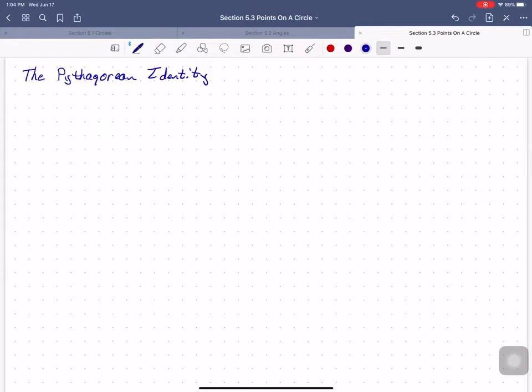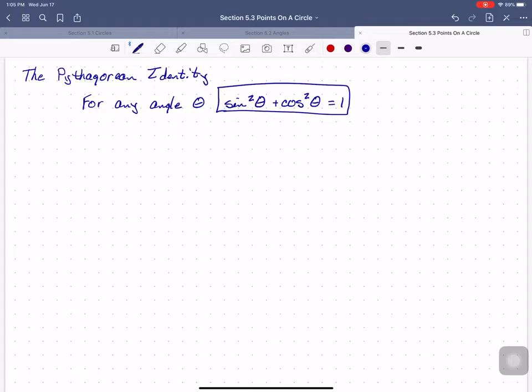Right, welcome back. I want to talk to you about something called the Pythagorean identity. In general, an identity is a relationship between two trigonometric functions, in this case between sine and cosine. What the Pythagorean identity tells us is that for any angle theta, the sine of that angle squared plus the cosine of that angle squared equals 1. And this is true without exception.